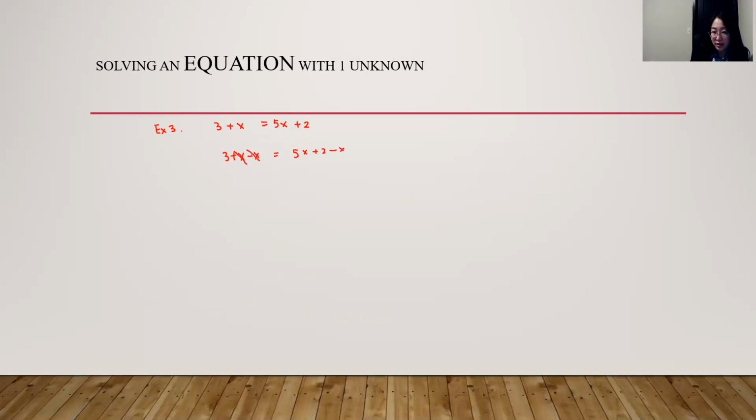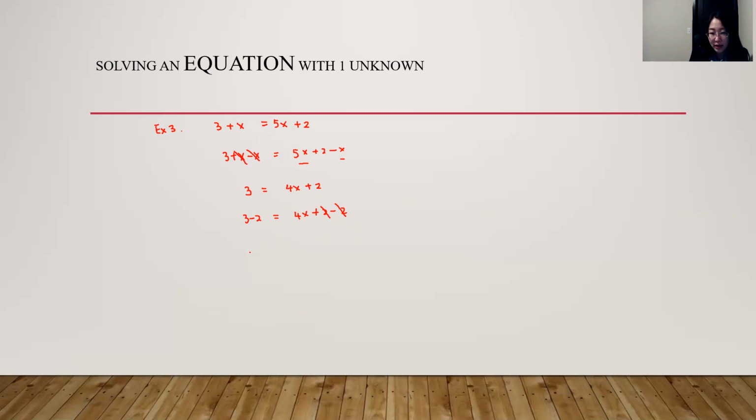And x minus x equals 0. We get rid of x from the left-hand side of the equation. So what is left is 3. On the right-hand side, 5x minus x is 4x plus 2. And now we're going to get rid of this 2 from the right-hand side of the equation by subtracting 2 from both sides of this equation. So it's 3 minus 2 equals 4x plus 2 minus 2. We get rid of 2 from the right-hand side of this equation now.